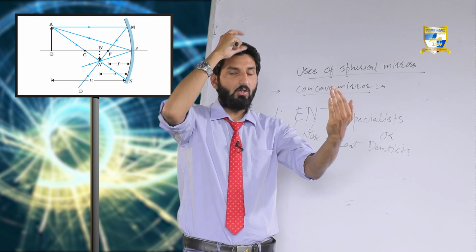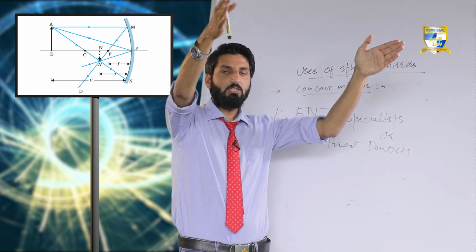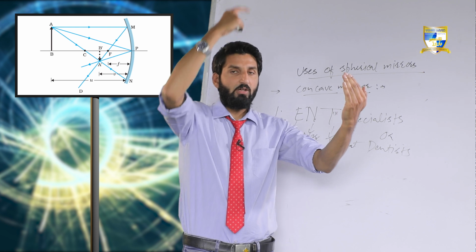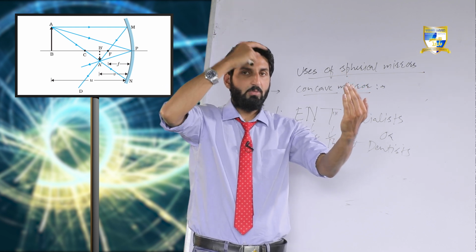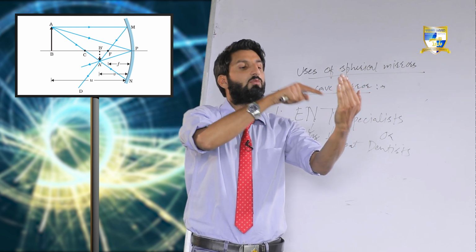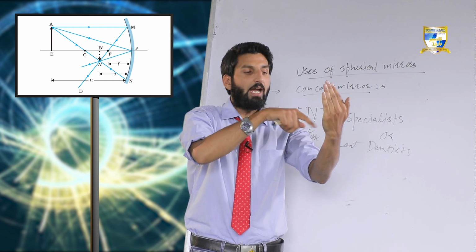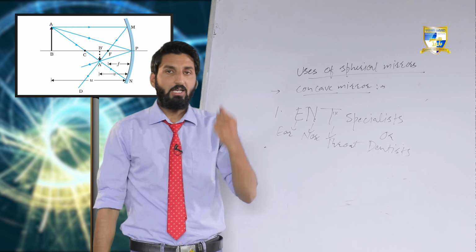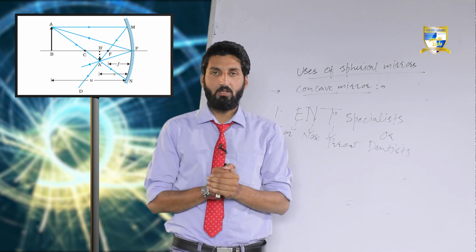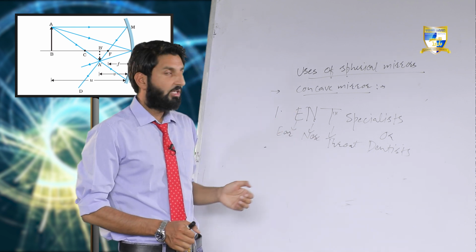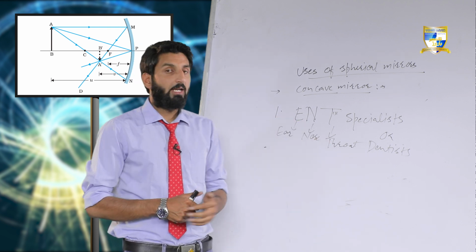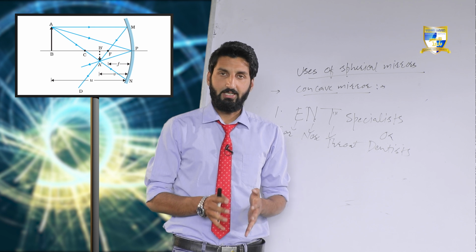Had it been a convex mirror, the light would have got scattered, spread in different directions. But it's a concave mirror. When the light falls on this very mirror, it gets directed towards a particular point. So the entire light is focused into the minute part of the ear, mouth, nose, whatever. So the concave mirror, because of its converging property, is used by ENT specialists or dentists.